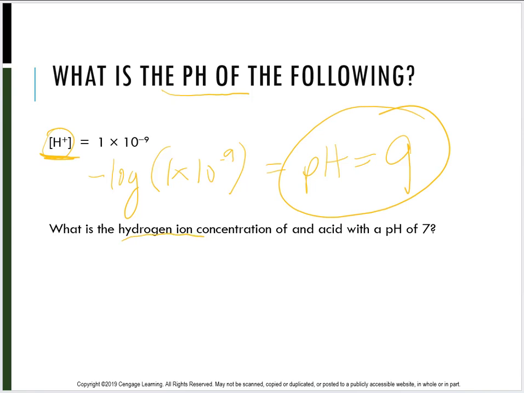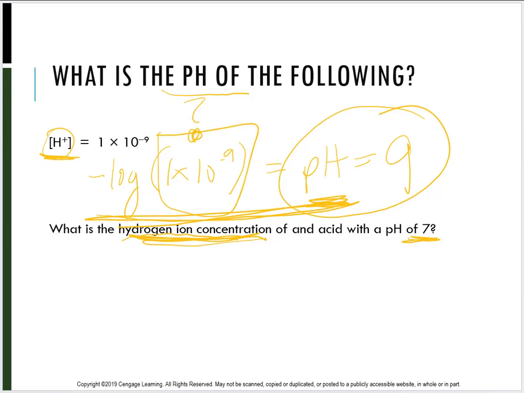Now this wants me to work backwards. It wants the concentration if we're given a pH of 7. So we need to work backwards here. I have a pH of 7. We want to find this part. So we need to do the opposite of that negative log, which is simply 10 raised to the negative pH will be equal to the concentration.